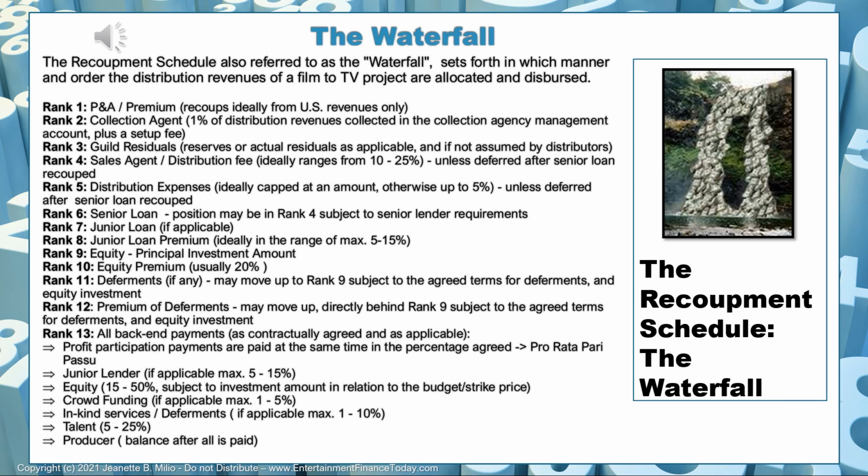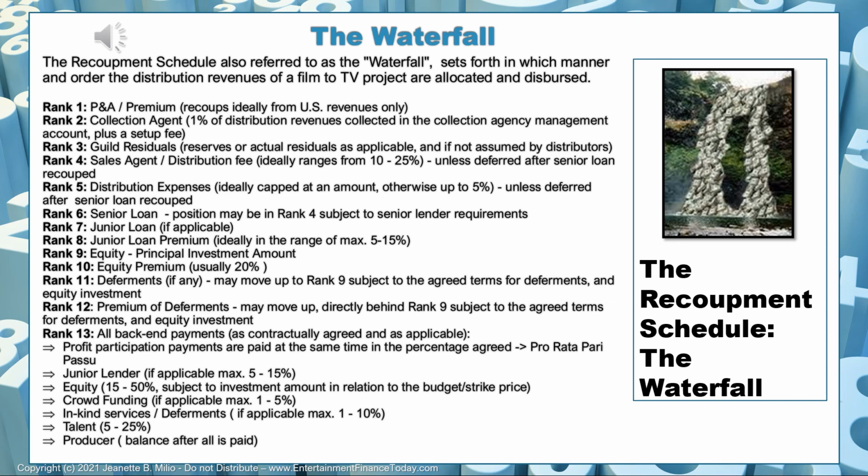Rank 4 would be the sales agent who would receive their fee, which is usually anywhere between 10 and 25% of the international distribution rights revenues that they have achieved, unless the sales agent agrees to defer the sales agency fees and distribution expenses after the senior loan has recouped. It is a conversation that happens with the senior lender, which is the bank, and the bank will tell you, we will allow the sales agent to recoup in front of us, or we won't. And in that case, the sales agent would have to be pushed into rank 5. So it's something to think about.